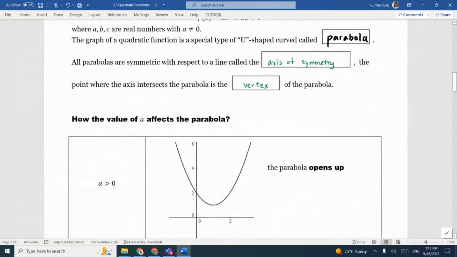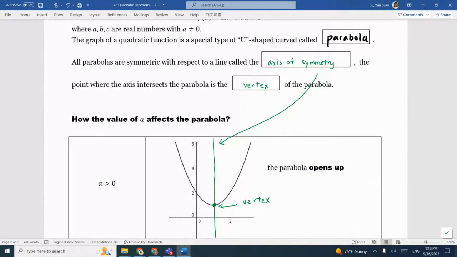Okay, and look at this picture. So this is a parabola. It looks like a U shape, and this is the axis of symmetry. The parabola is symmetric with respect to this line. And this line intersects the parabola at a point. This is the vertex. So in this case, this is the vertex. So far, so good, everybody?